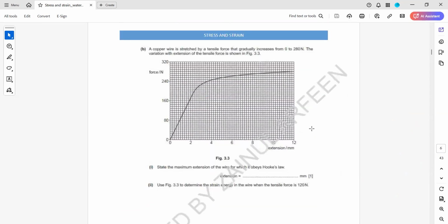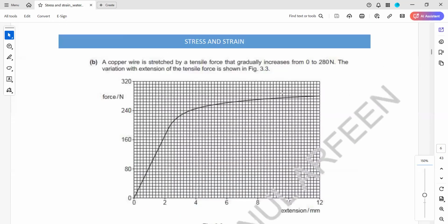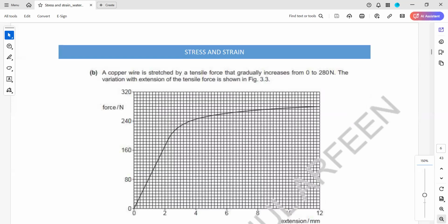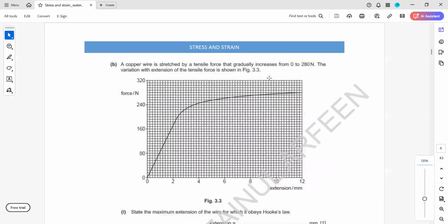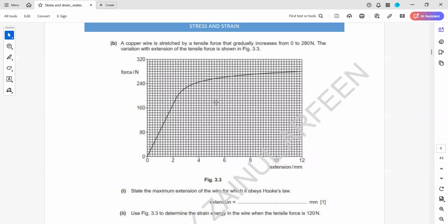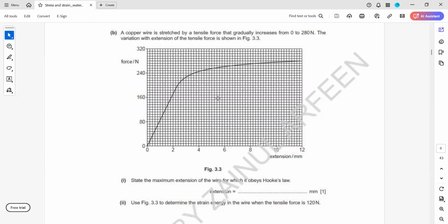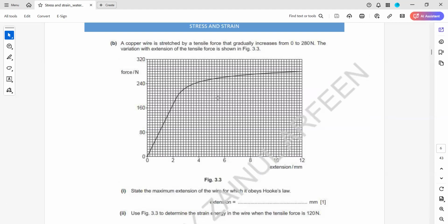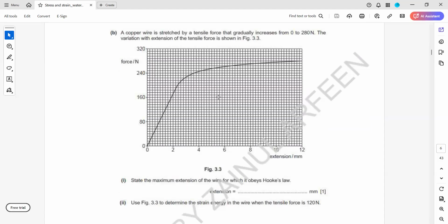So next we have a copper wire stretched by a tensile force. When we apply a force to increase the length, we call it tensile force, and it increases from 0 to 280 newtons. The variation of extension for a tensile force is shown. State the maximum extension of the wire for which it obeys Hooke's law. Hooke's law means it should be a straight line. So till which point is it a straight line?